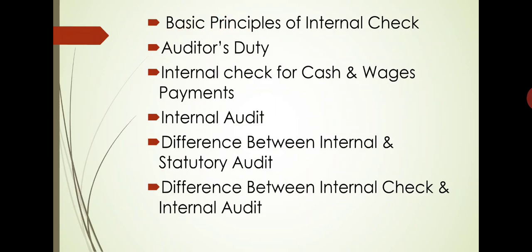Then the third part of the chapter is internal audit. So now, I think it is clear to everyone that the whole chapter is divided into three parts. The first is internal control, then internal check, and then internal audit. These three parts are interrelated with each other. You are not going to study a single part while ignoring the other parts.